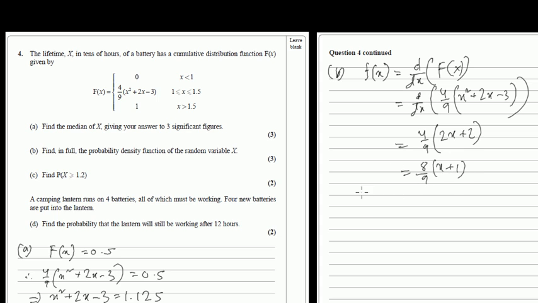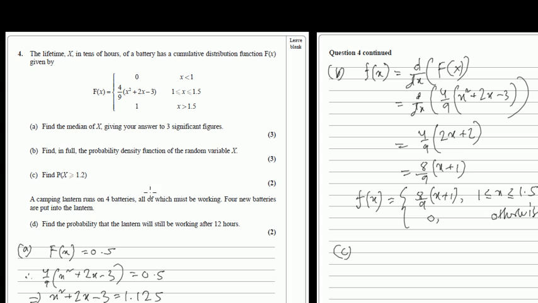Now this is not done. You have to define the PDF. To define the PDF, you need an expression here, which is 8/9 (x plus 1), comma, the limit is the same as the CDF, x to 1.5, and you need to write 0 otherwise.